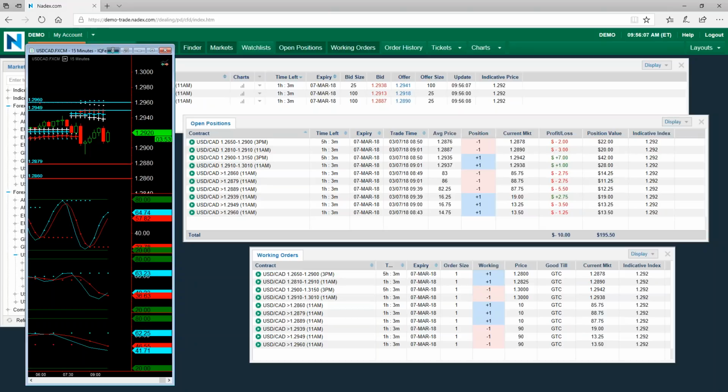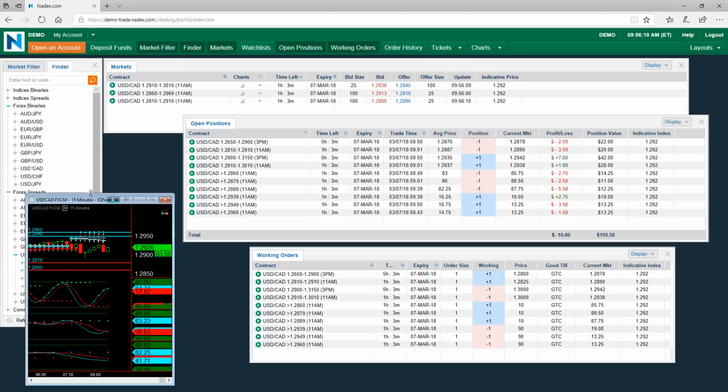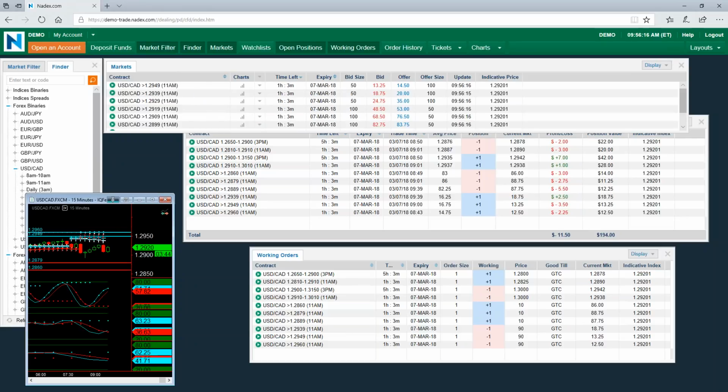Let me see if I can find any of them right now. Okay, this one. Okay, right now your at the money is right here at 29.19. Do you see how one strike out is 31, 35 on the short?